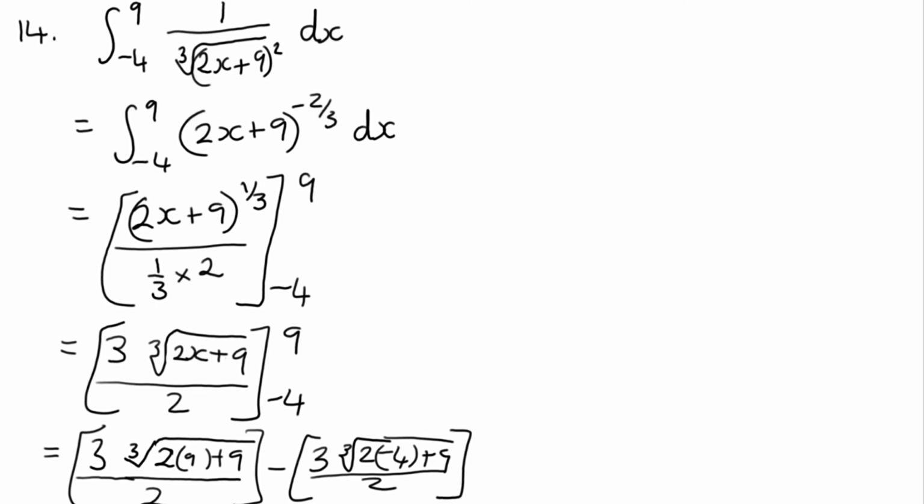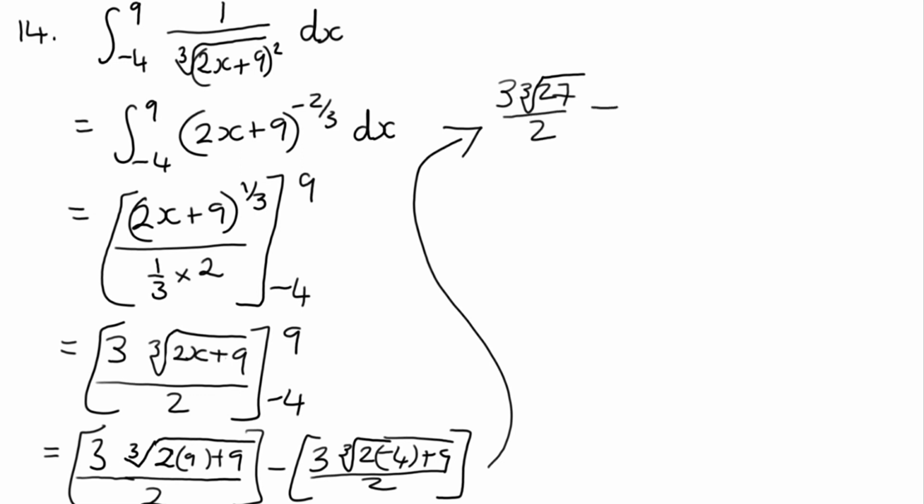Okay, so I'll just go up here. 2 9s are 18, plus 9 is 27. So it's 3 and then the cube root of 27, which we can work out in a wee second. Take away, now I'm onto the second bracket. 2 times -4 is -8, plus 9 is 1. The cube root of 1 is just going to be 1, so that'll work out nice in a wee second.